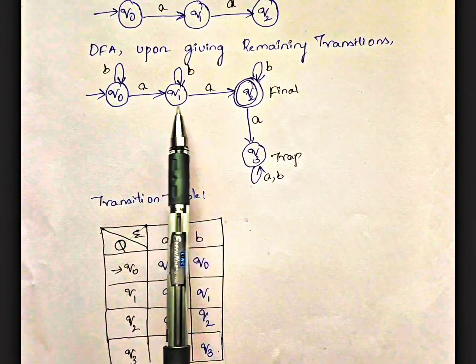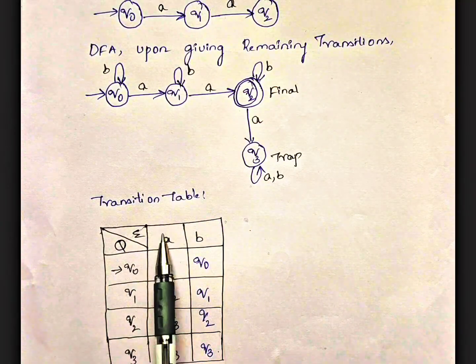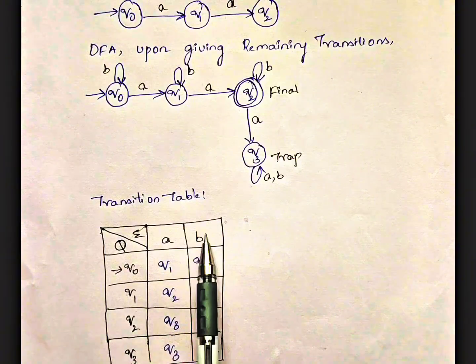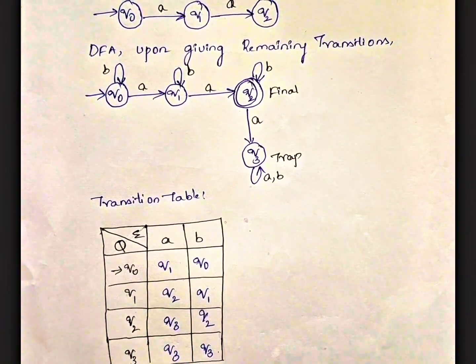Similarly, Q1 on A is moving to Q2, and Q1 on B is moving to Q1. So Q1 on A is Q2, and Q1 on B is Q1. In the same way, we have to give all the entries in the transition table.